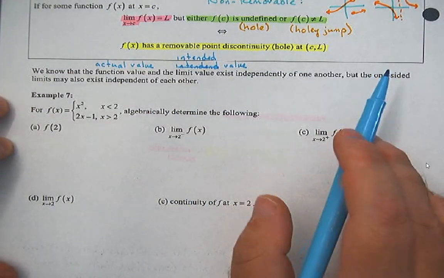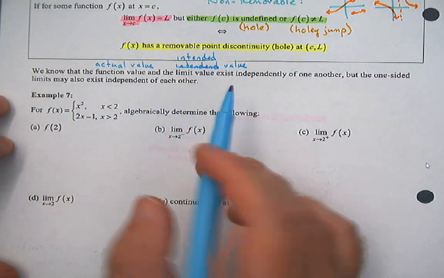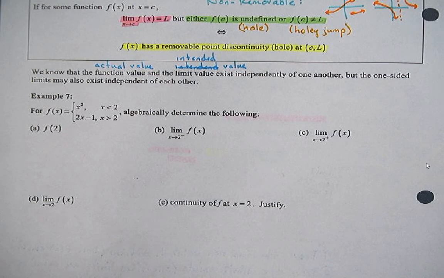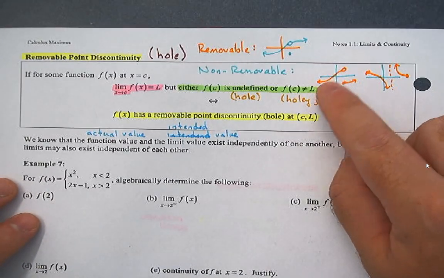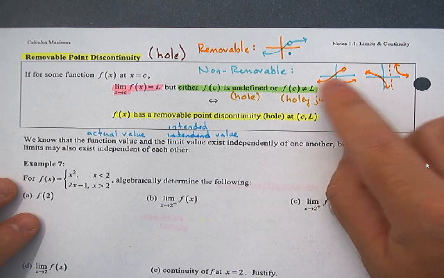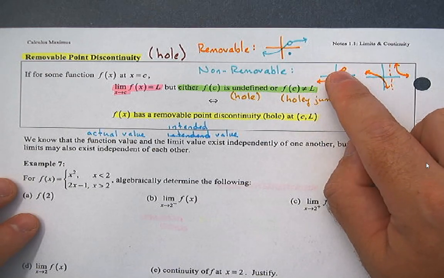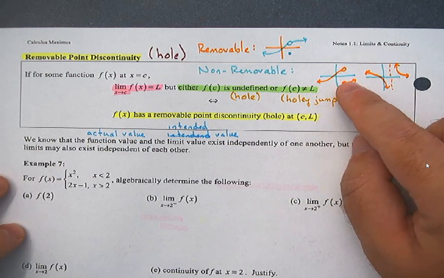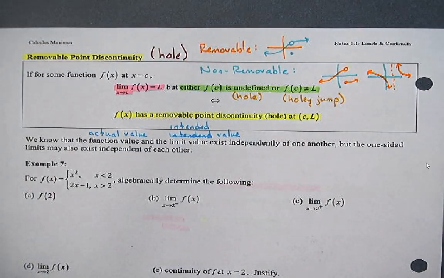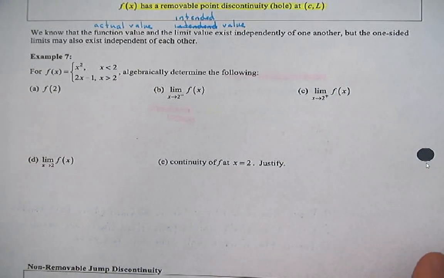But the one-sided limits may also exist independent of each other. So that's that situation I was talking about. Remember, the one-sided limits are the bridge? That's this scenario, and I'm going to give you an example. That's where one side of the bridge is going up to 100 feet above the ground, and the other side of the bridge is going 100 feet below the chasm. They're not going to meet up very well, or at least the bridge in between is going to be a mess. So let's take a look.